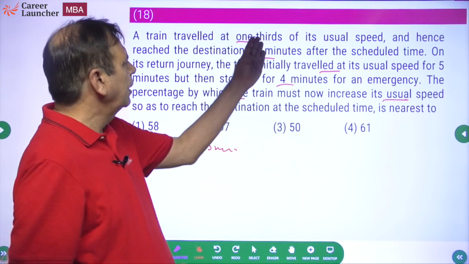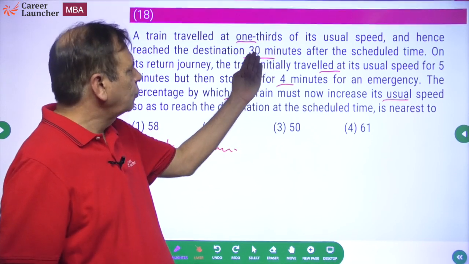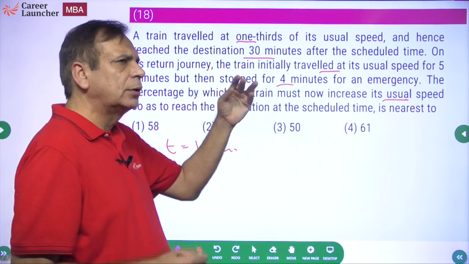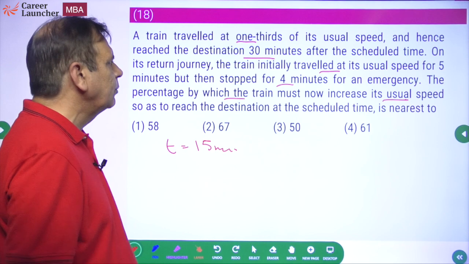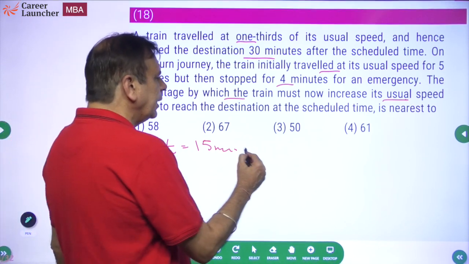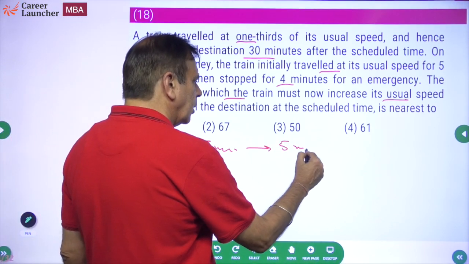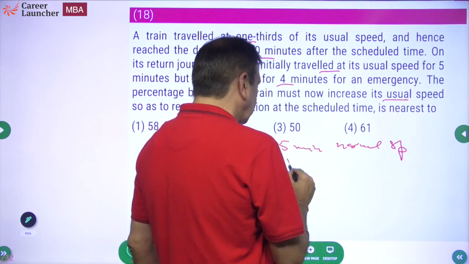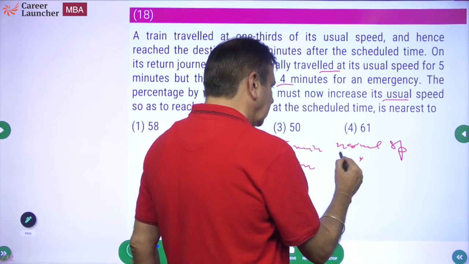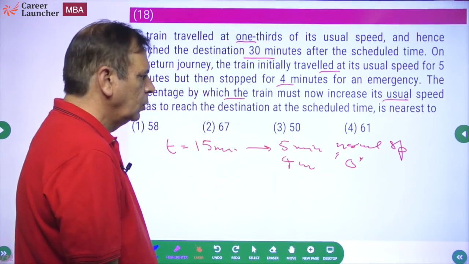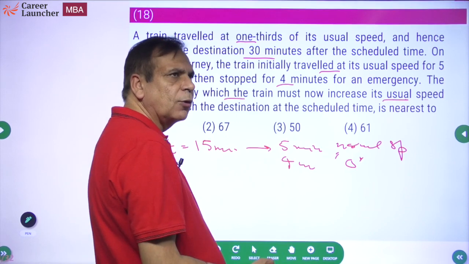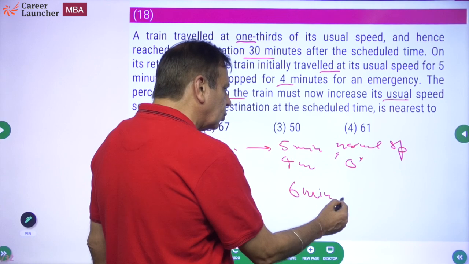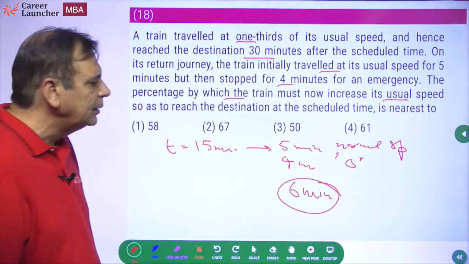If the normal time was t minutes, the train took 3t minutes, the extra time becomes 2t minutes, 2t equal to 30, so t equal to 15. So the normal time for the train is 15 minutes. Out of these in the return journey, what happens? 5 minutes, normal speed. Next 4 minutes, 0. Okay, so how much time is it left with? It is left with 6 minutes. If it has to reach on time, it has to do the remaining distance in 6 minutes.